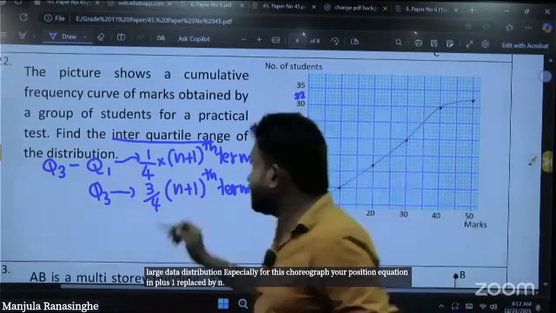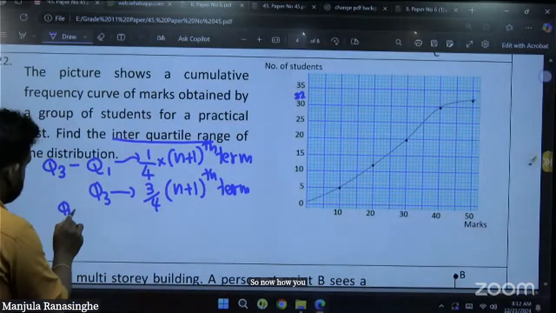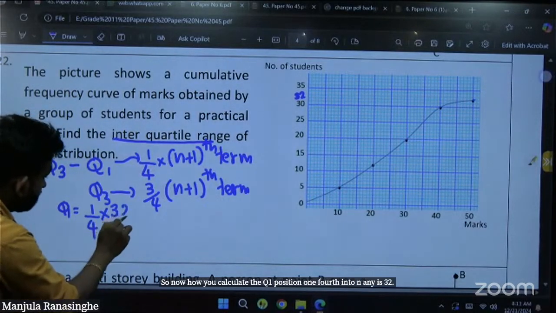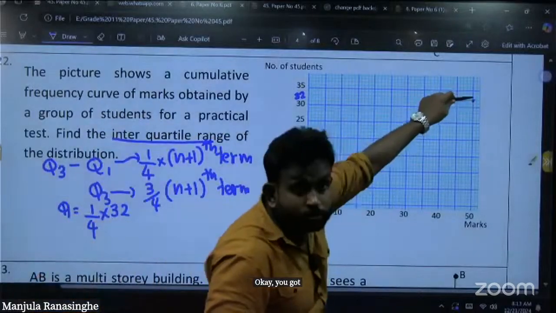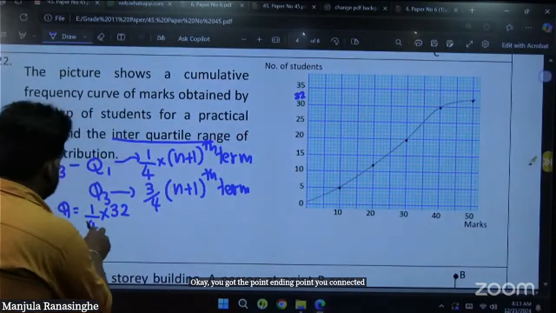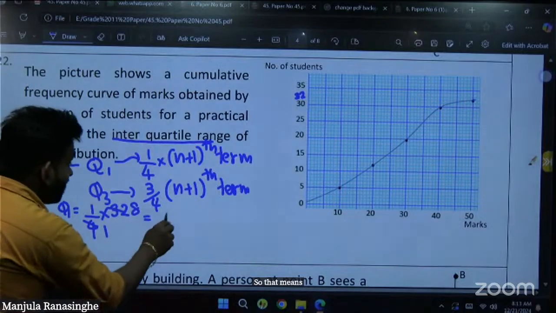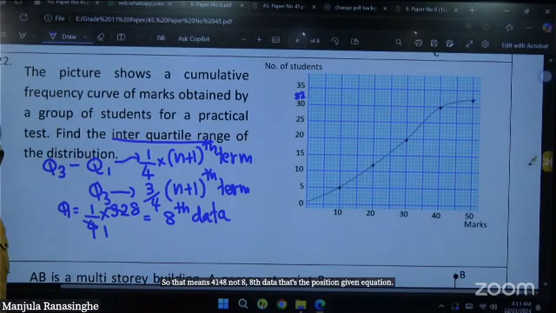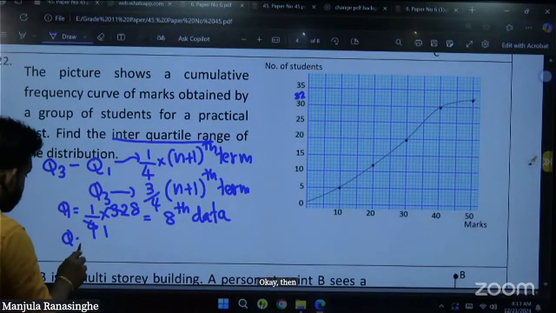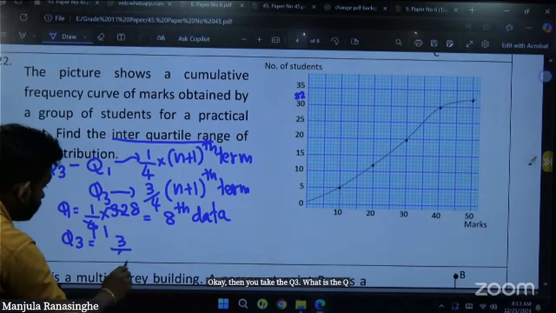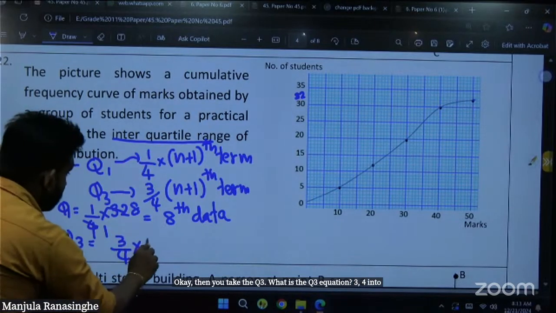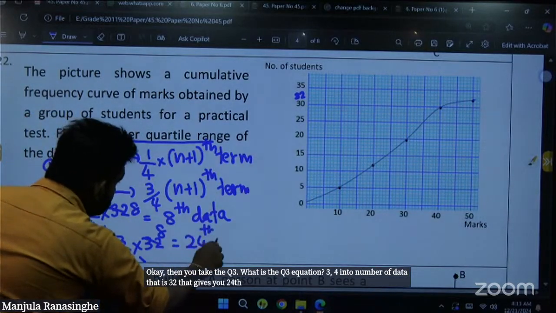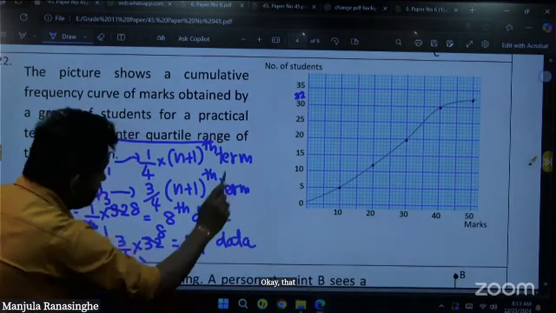So now how do you calculate the Q1 position? One-fourth into n. N is 32. You got the point, the ending point connected to the y-axis. So that means the 8th data. That's the position given by the equation. Then you take the Q3. What is the Q3 equation? Three-fourths into the number of data, that is 32. That gives you the 24th data. Okay, that is the 24th data.